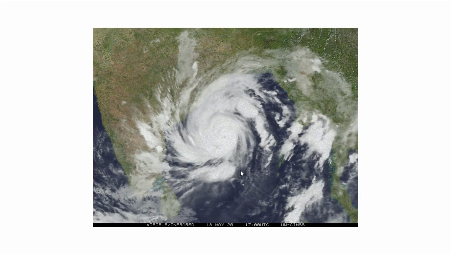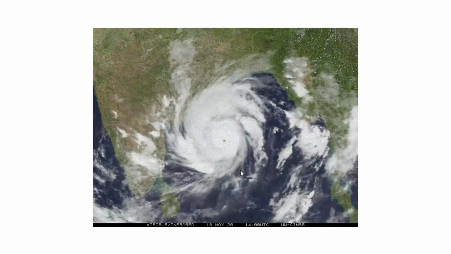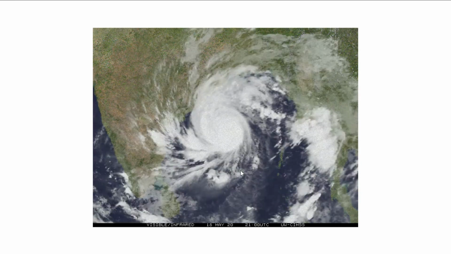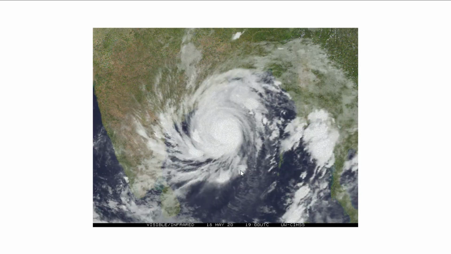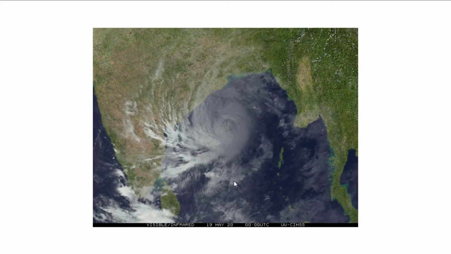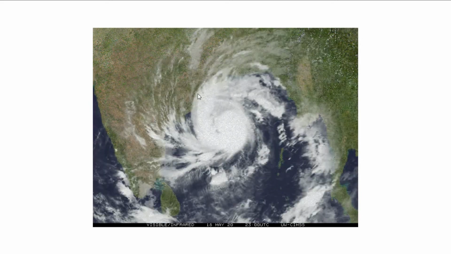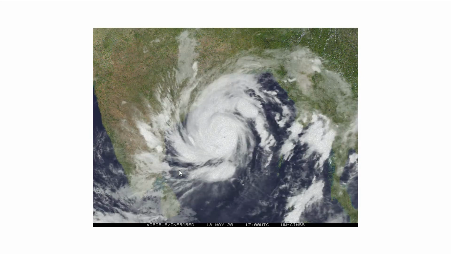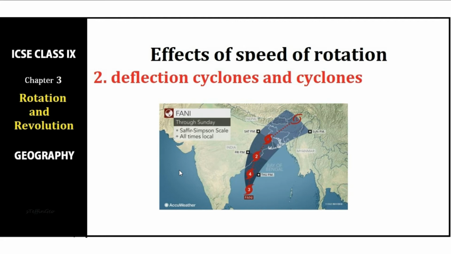You can see this shows the size of a cyclone. This is the currently active cyclone, the Umpun cyclone. It's about to reach the West Bengal coast by tomorrow. So you can see the cyclone is covering the entire Bay of Bengal and even parts of eastern India. Right? Such huge phenomena are also deflected due to Coriolis force. That is another important effect of the speed of rotation.